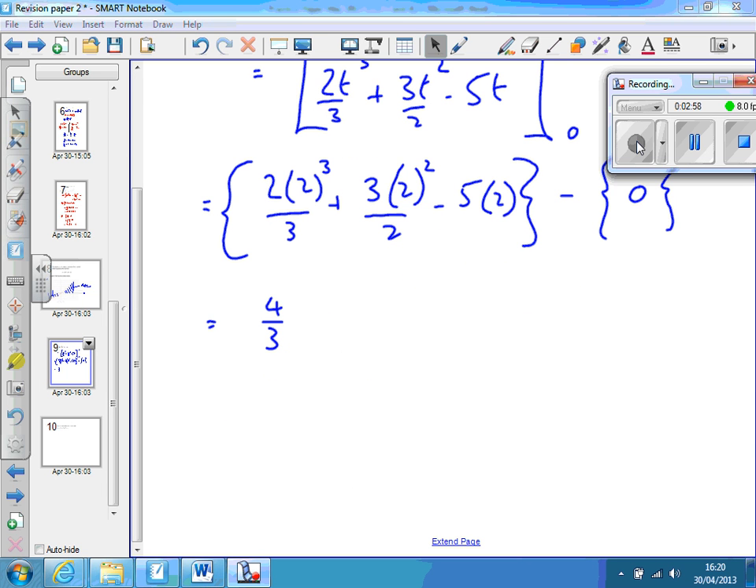So final answer, 4/3, and remember what that is. That's the area under the curve, which might well represent the total distance travelled, because we've got a velocity time graph here. So this is actually not distance, it's the displacement. So that's the final displacement of the object, 4/3 from its original start point in 2 seconds.